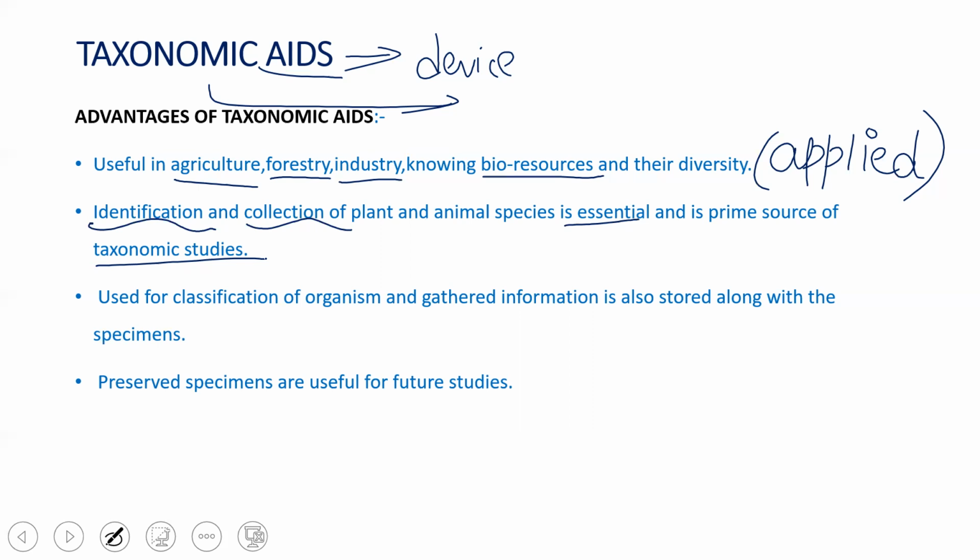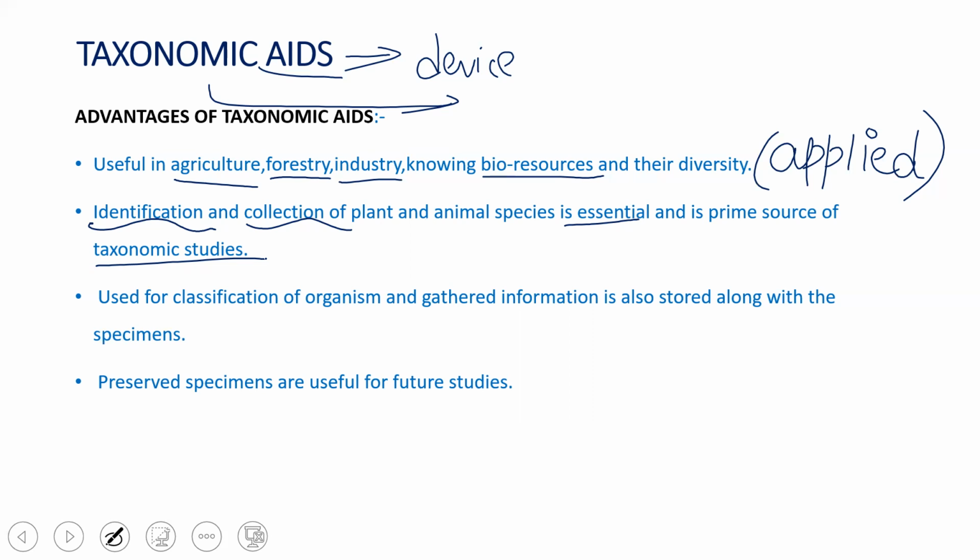So like that, we can classify and distinguish them based on the studies which we have obtained from the data which we have received from any of the taxonomic areas or any of the regions for the taxonomic studies. Next advantage is it is used for classification of organisms.